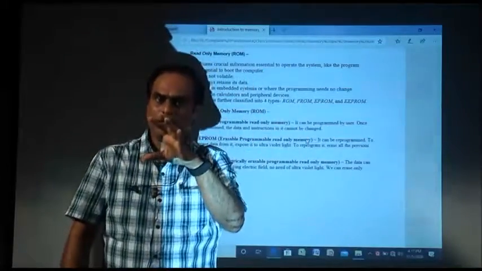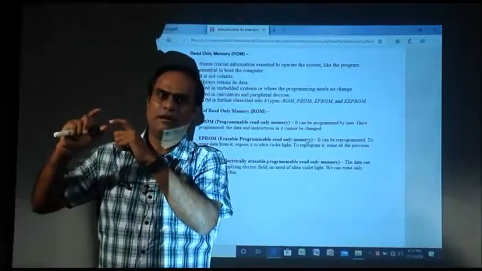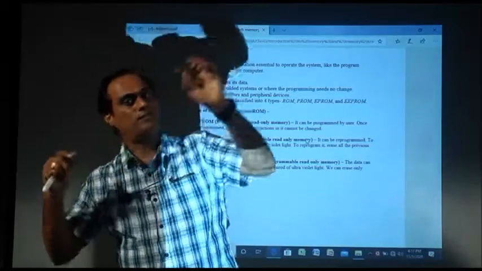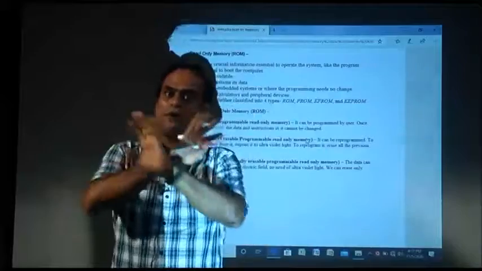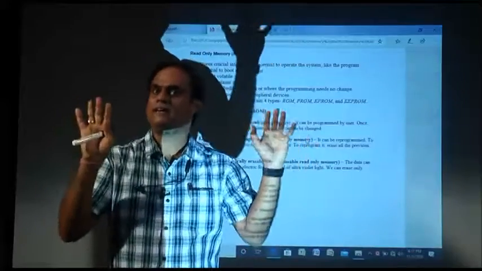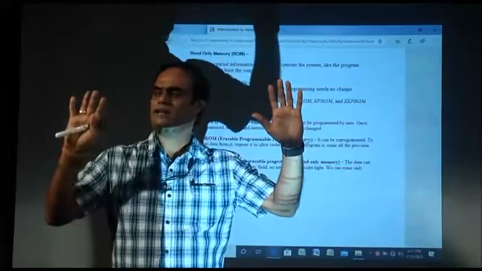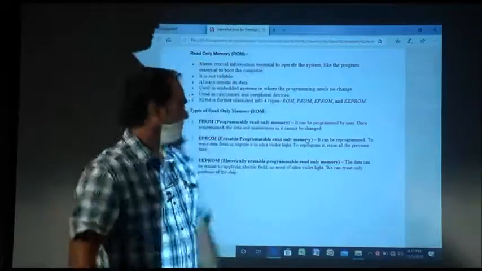But in the ROM, whatever the content is available, those instructions are executed every time you switch on the machine. So, that is why ROM is non-volatile in nature, that means it is non-volatile memory. RAM is volatile, ROM is non-volatile, yes or no.